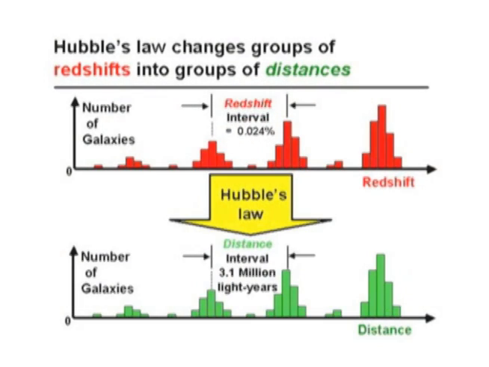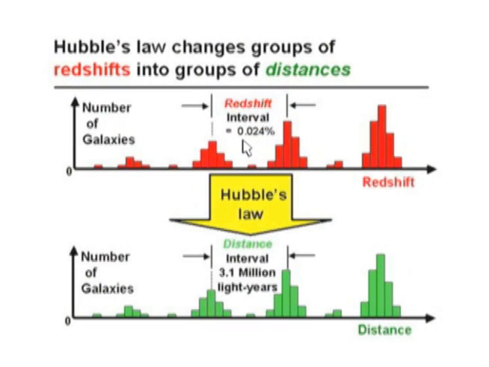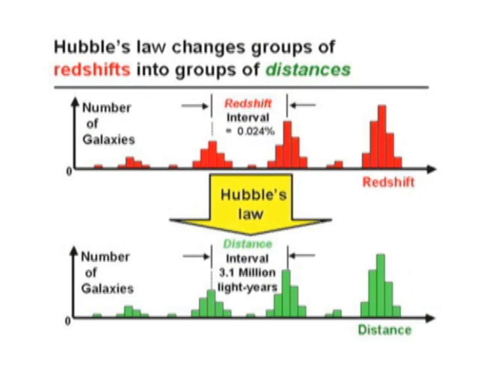The simple explanation is to apply Hubble's law to these redshifts. So Hubble's law changes groups of redshifts into groups of distances. So this interval of 0.024%, when you multiply by Hubble's constant, often written as a capital H, gives you a distance interval of about 3 million light years. This straightforward interpretation would just say the reason we're seeing bunched redshifts is simply because galaxies are bunched at certain distances from us, with not many in-between ones. So this would be 3 million light years, the first group, and the second green group would be 6 million, and the third would be 9 million, and the fourth would be 12 million.